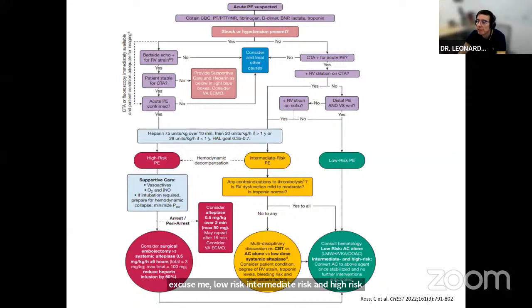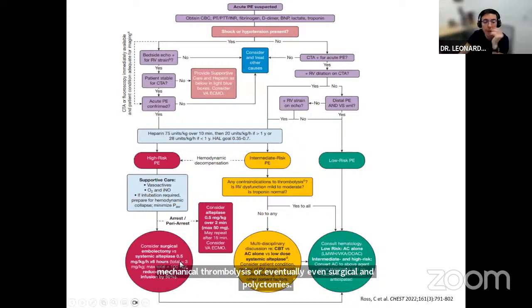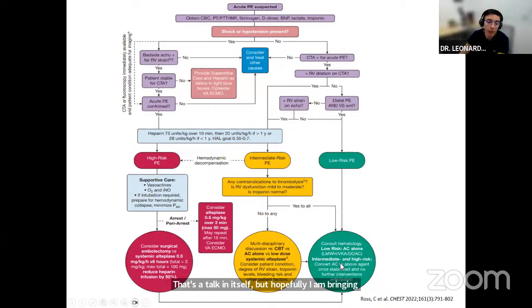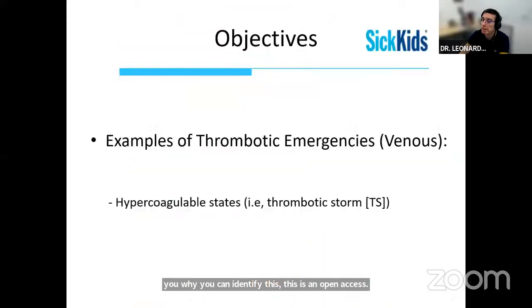And for each of these different gradings, we would consider or not, upfront, exclusive anticoagulation, in contrast to more aggressive regimens, such as systemic versus pharmacomechanical thrombolysis, or eventually even surgical embolectomies. That's a talk in itself, but hopefully I am bringing to you what you can identify. This is an open access algorithm, and I'm happy to share it if you send me an email.